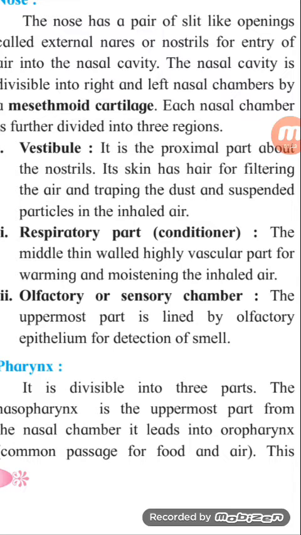Olfactory or sensory chamber. The uppermost part is lined by the olfactory epithelium. And this olfactory epithelium is responsible for smell.